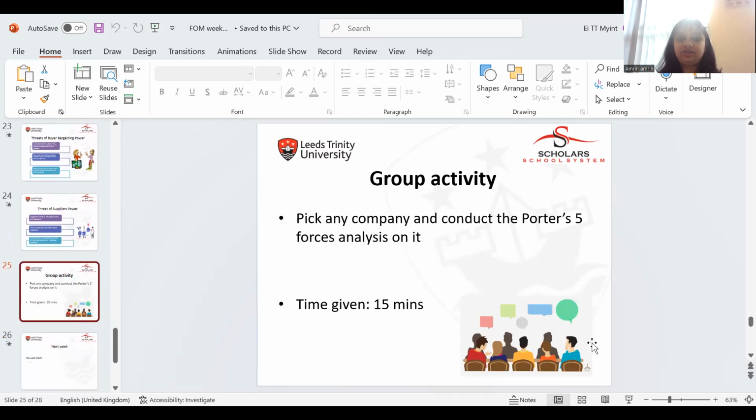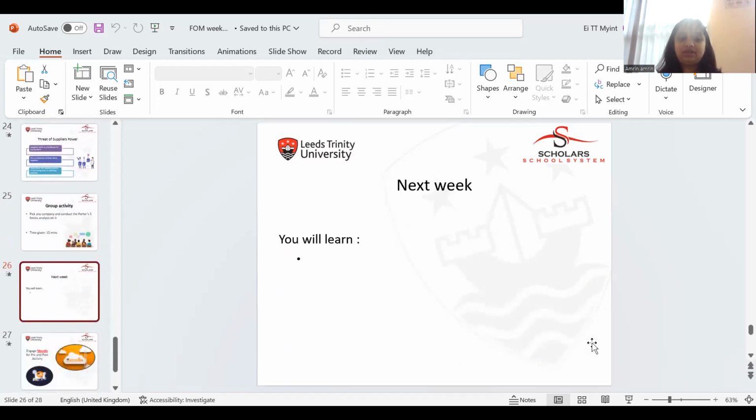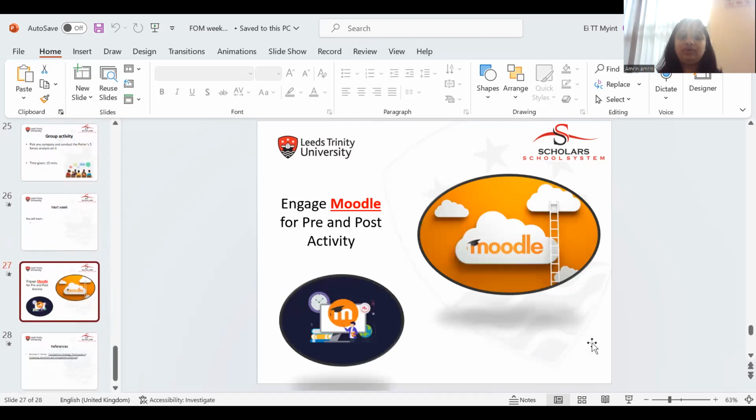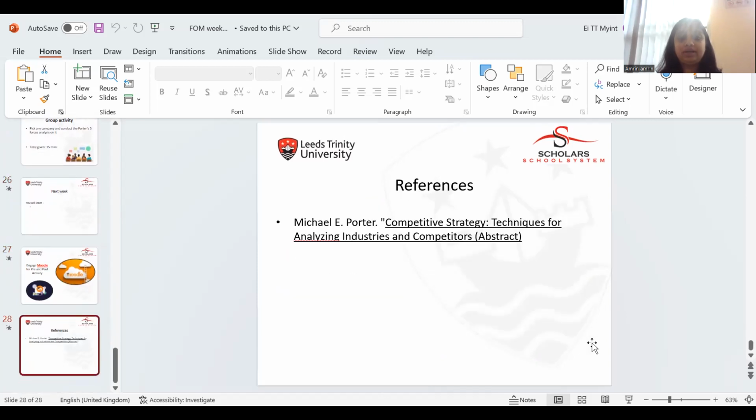There's another activity: pick any company and conduct the Porter's Five Forces analysis as we have just discussed. It would be a 15-minute activity. And next week you will be learning the next module. I will let you know next time.